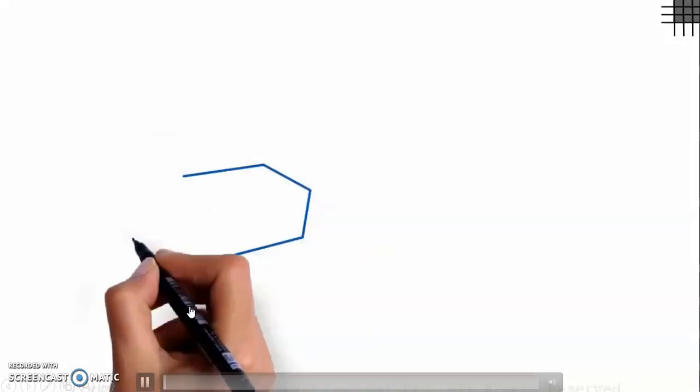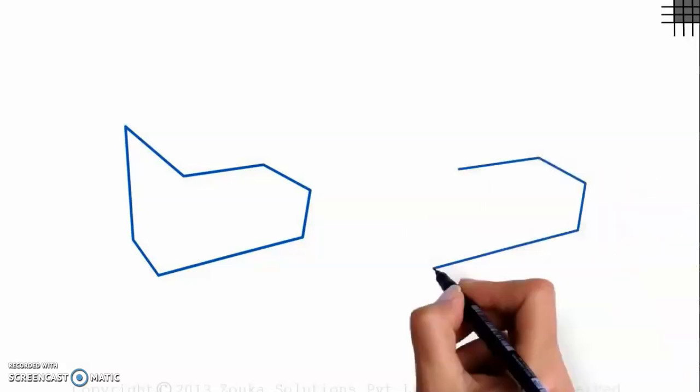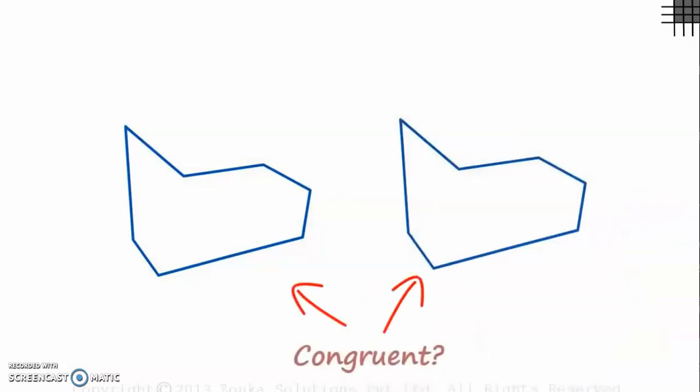Random polygon. A polygon is a closed figure with 3 or more sides. And we have another polygon here. Are these two figures congruent?